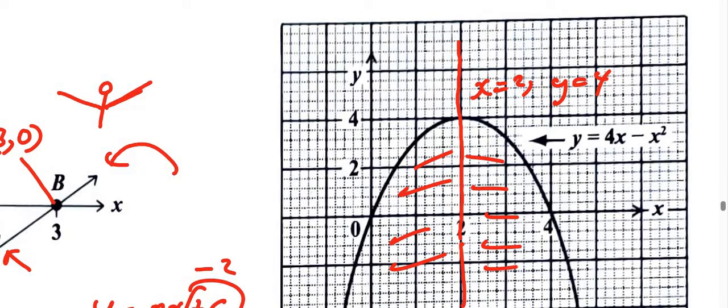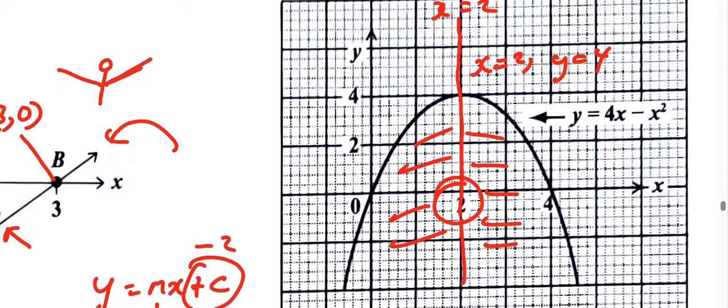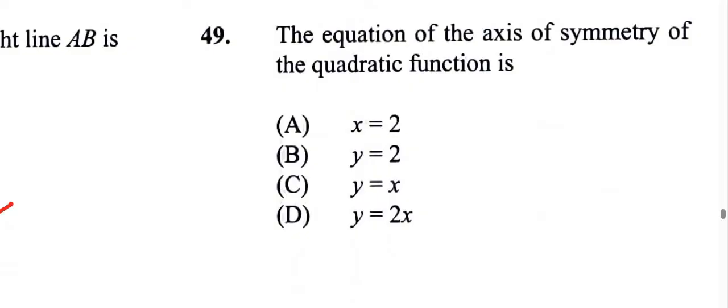But notice where it cuts on the x-axis, through 2. So the equation is x equals 2. So that's what we're looking for. x equals 2 for the equation of the axis of symmetry. So this is our solution, 49.